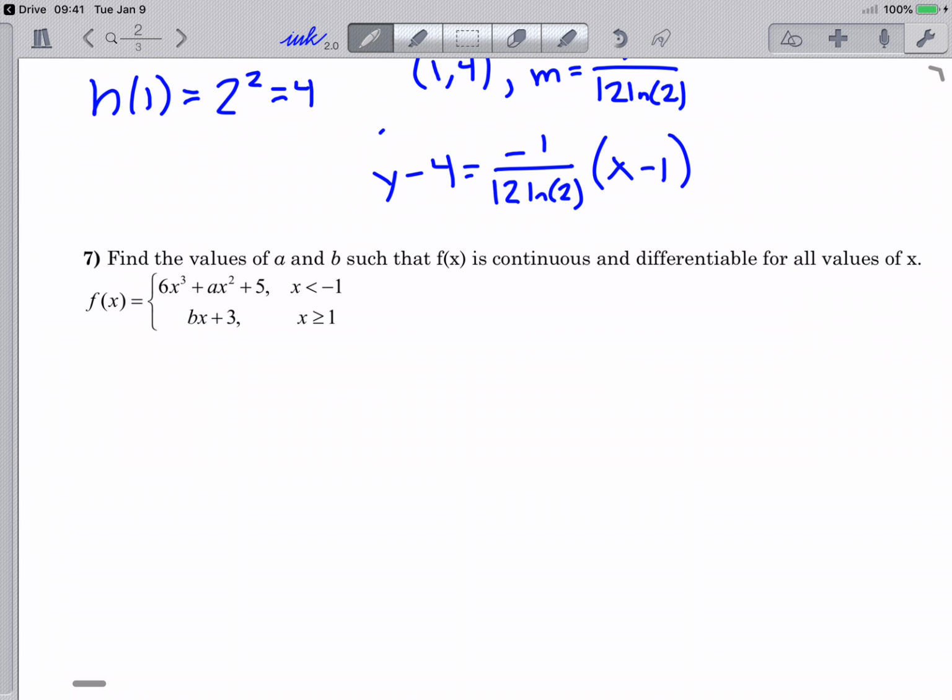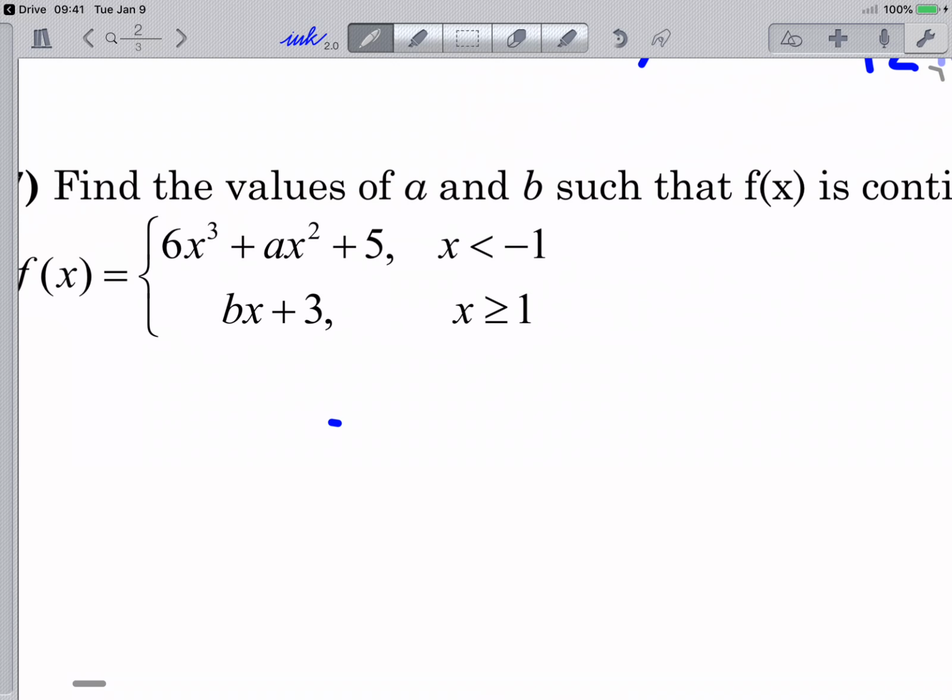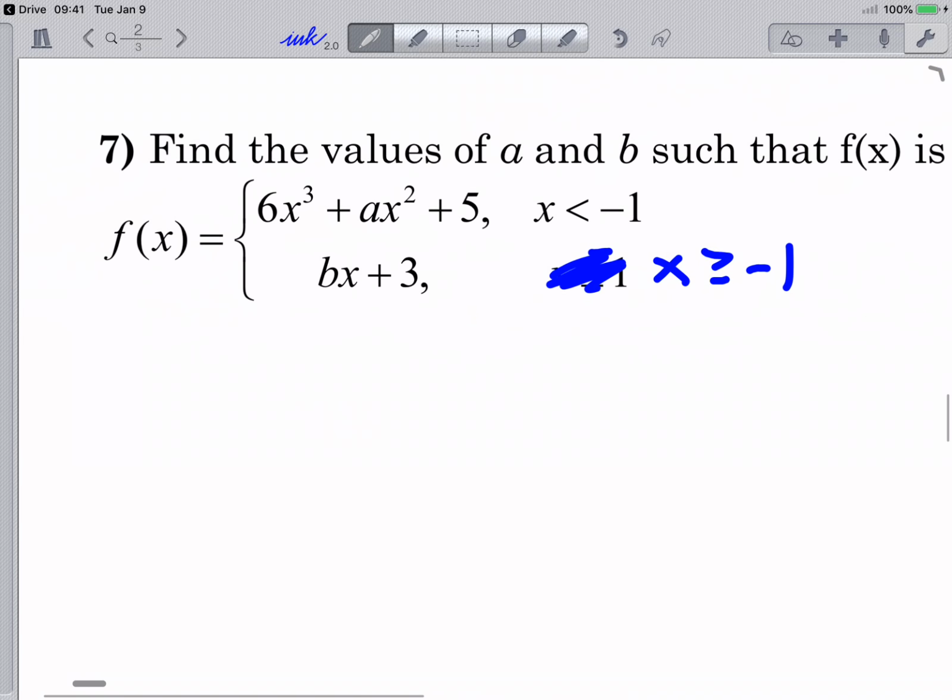Alright, the next one is a very common one. Find the values of a and b such that this function is continuous and differentiable for all values of x. Well, what values of x do I really care about? And this should have said negative 1, so let's go ahead and cross that out. It should have said x is greater than or equal to negative 1. Hopefully I'll fix that before I upload the document that you guys are looking at.